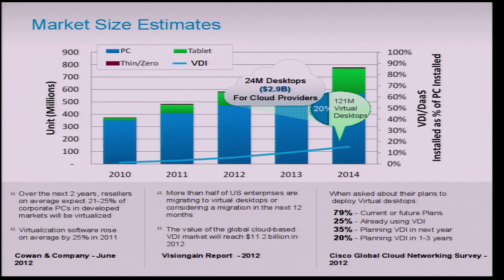Give you an idea of the market. This is the total market size estimate. The big blue there is physical PCs. So of course in 2010, that's a very large portion of the market. The blue line that starts turning up down the bottom, that is VDI. And that's all of VDI. So that can be hosted session desktops, that can be on-prem VDI.